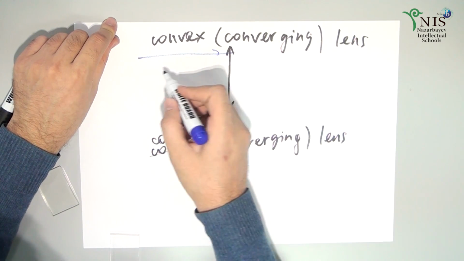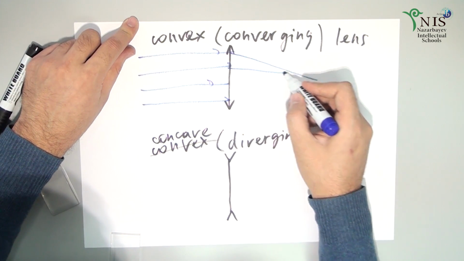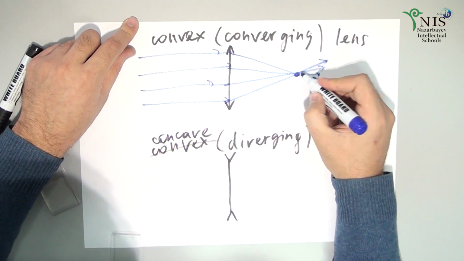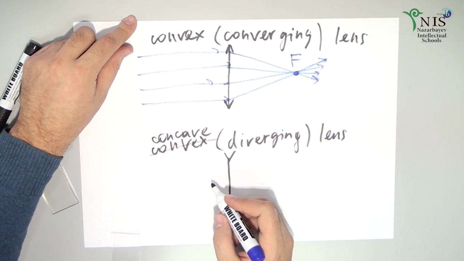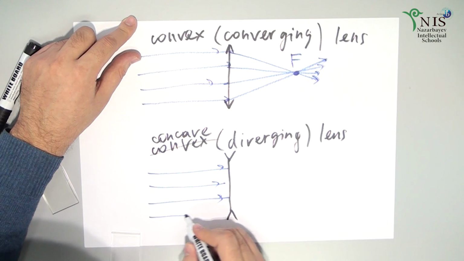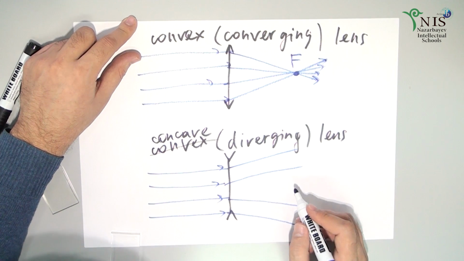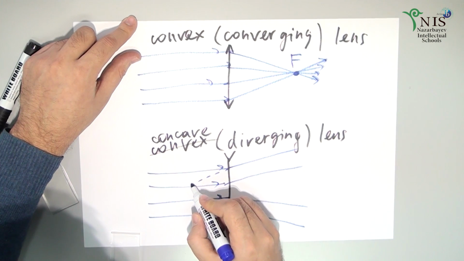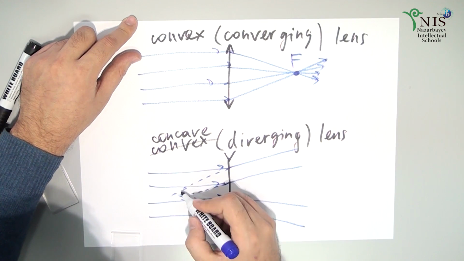A parallel beam of rays incident on a convex lens will converge at some point after passing the lens, and this point is called the focal point, which we denote by capital F. When a parallel beam of rays is incident on a concave or diverging lens, they will diverge outwards. How do we determine the focal point of a diverging lens? We just draw the rays backwards with dotted lines. At the point of intersection, we get the focal point.